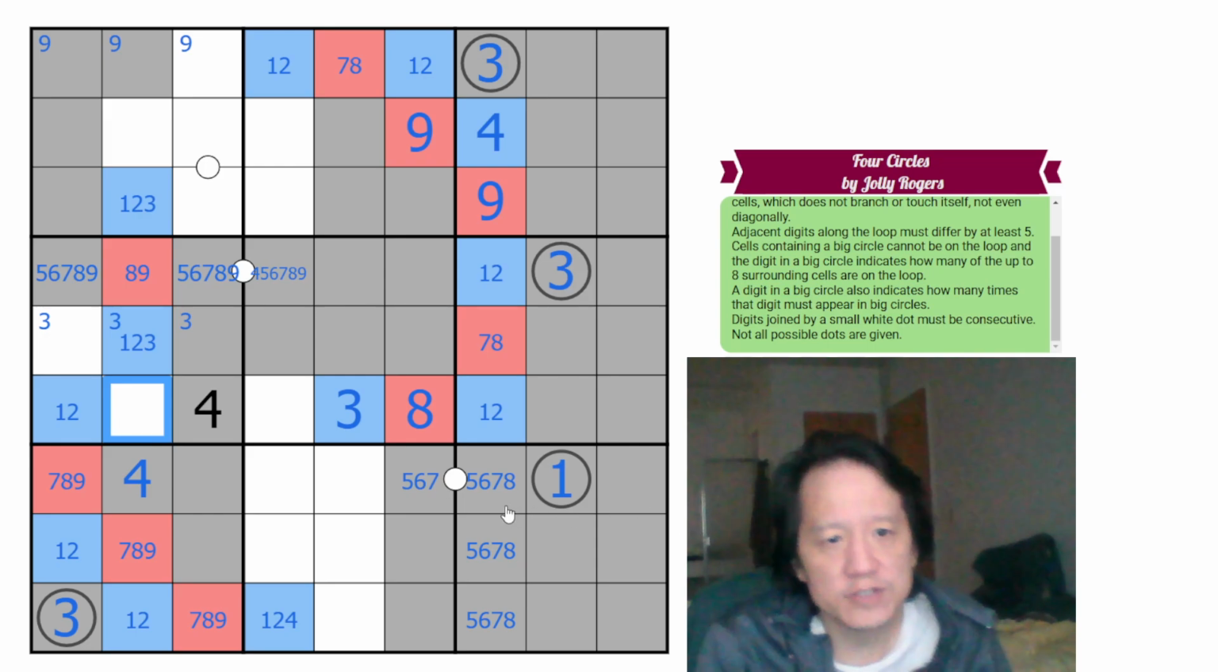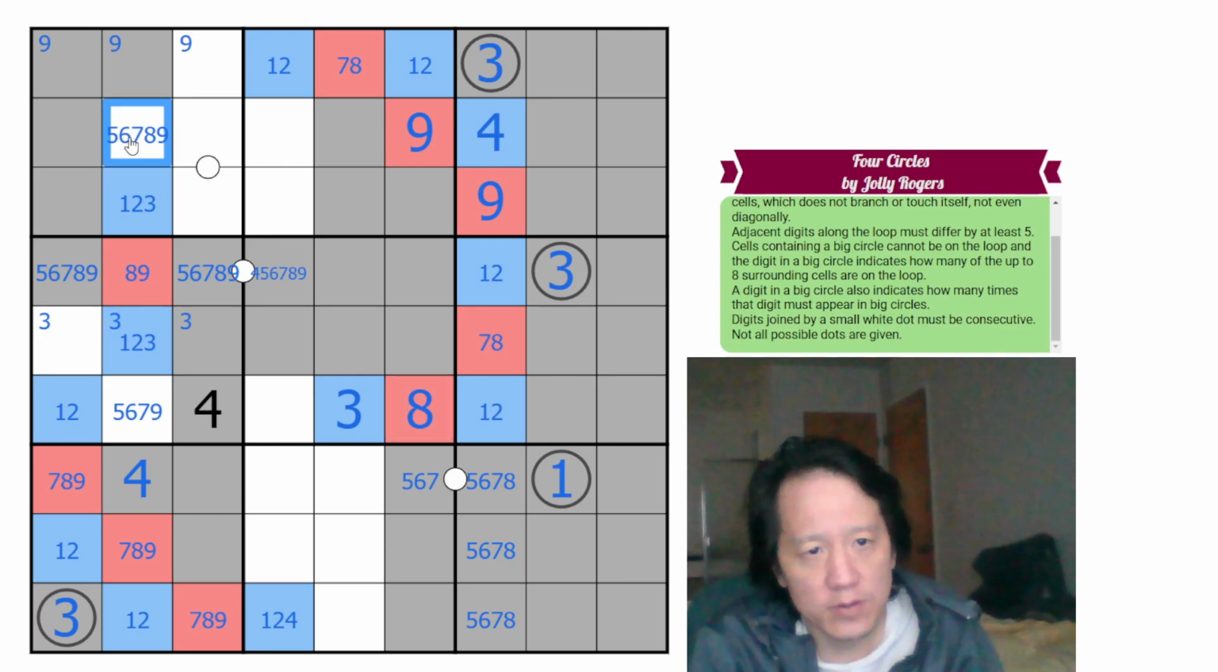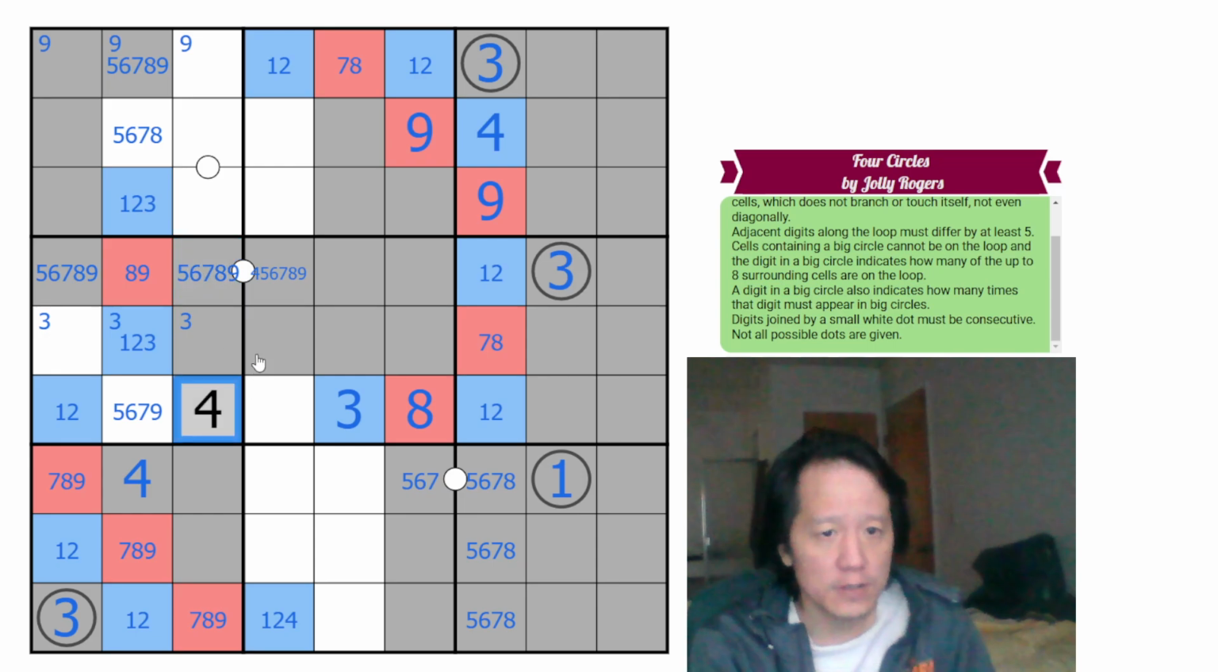So the rest of this is 5, 6, 7, 8, 9. This can't be 8 because of that. This is 5, 6, 7, 8, 9. It can't be 9 because of these 9s. Therefore, this is 5, 6, 7, 8, 9. And that's valid.